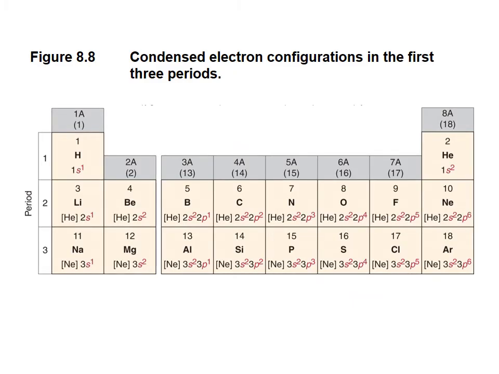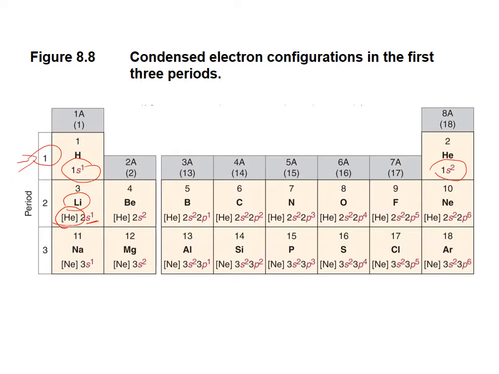Here shows the condensed electron configurations in the first 3 periods. So hydrogen, again, 1s, 1 electron, helium, 1s, 2 electrons. So the first shell is full. Lithium starts to fill the second shell. Okay, so we use helium bracket to represent the electron configuration for the first shell. Okay, it's full, and then the extra electron goes to 2s, 1 electron.